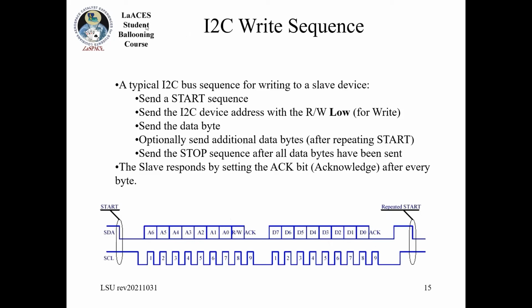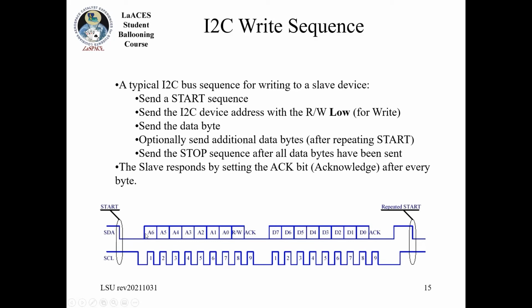Okay, so this is what a write sequence looks like. So this on the bottom is our data line. The other one is our clock line. If you were to hook up an oscilloscope, you would see something like this. So the first thing that happens is you send the start sequence, right? The data line goes low while the clock is high.